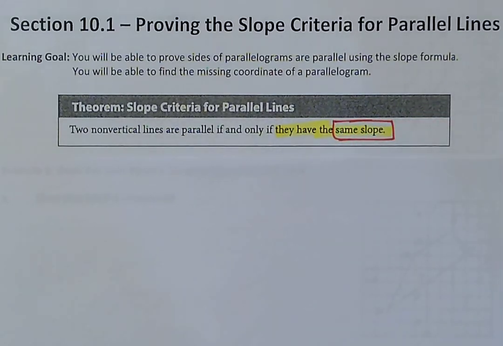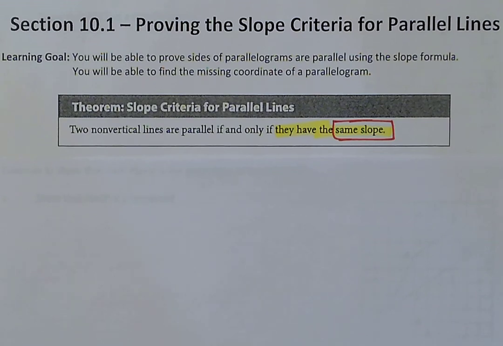So when we go through and prove today whether two lines are parallel, all we need to do is just identify if they have the same slope. And if they do, then we know that the lines are parallel. So, same slope, parallel lines. That's what we're going to use to help us answer our questions for today.